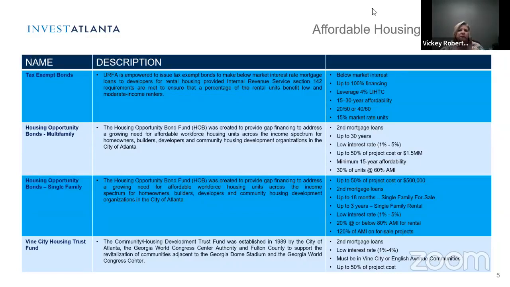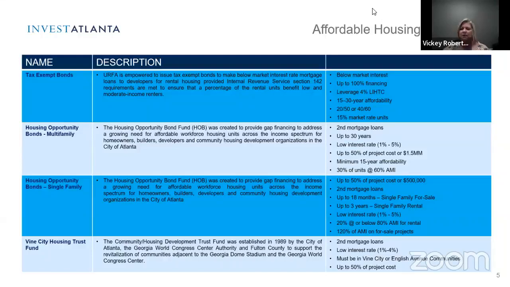And so this is a very unique program, and the city of Atlanta gets approximately the ability to issue $100 million in tax exempt bond financing. We also have a program that was issued for our housing opportunity bonds for multifamily, also single family. And in these guidelines, these are gap financing tools to help.